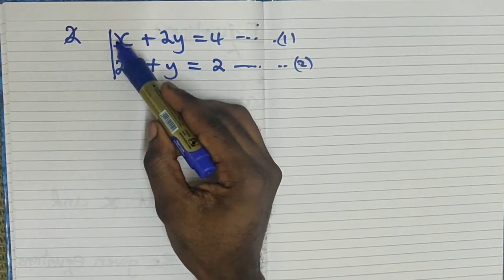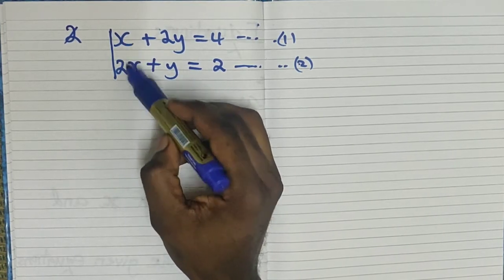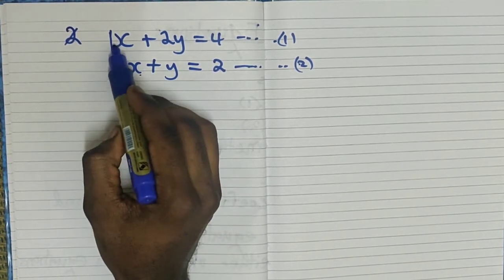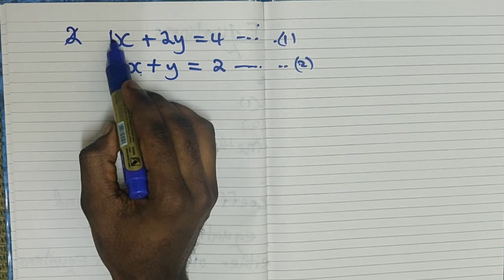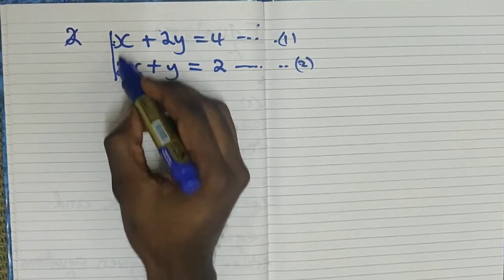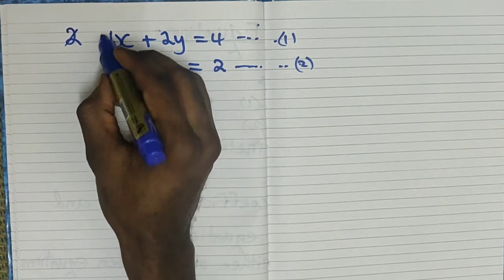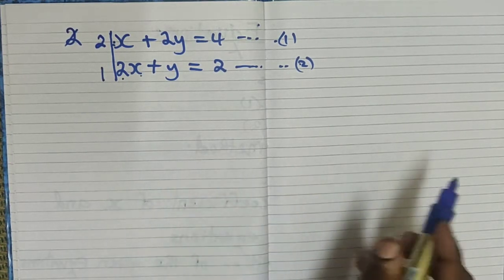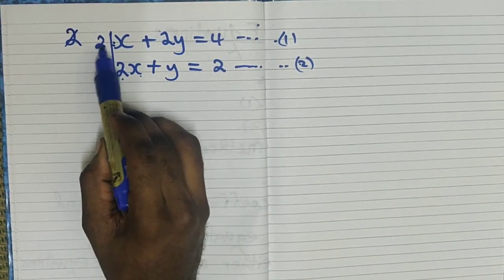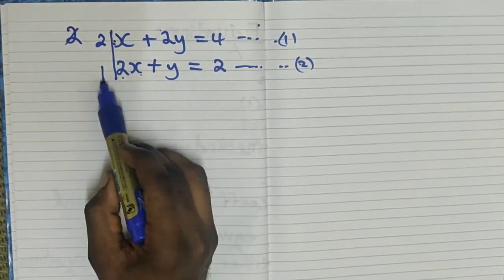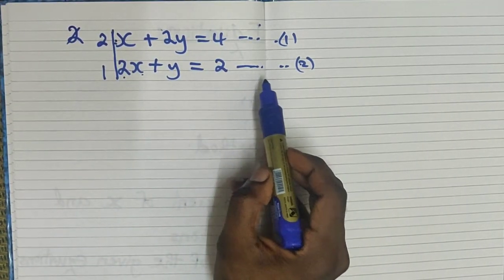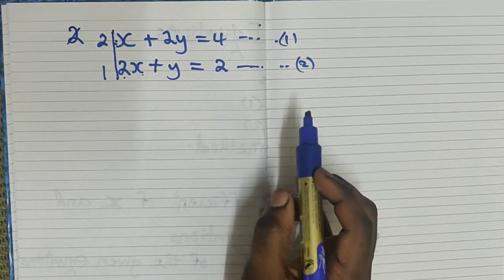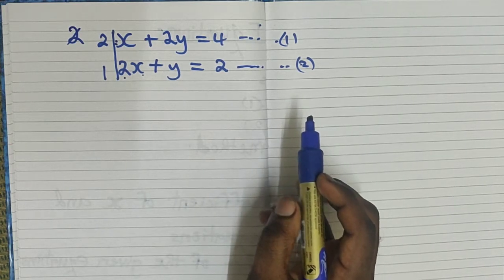So here, this is x. The coefficient of x here is 2, while the coefficient here is 1. So we interchange the coefficients. So we have 2 here and 1 here, and multiply the equations. So we say 2 times this whole equation, and 1 times this whole equation. That is what we meant by interchange the coefficient of x and multiply the equations.